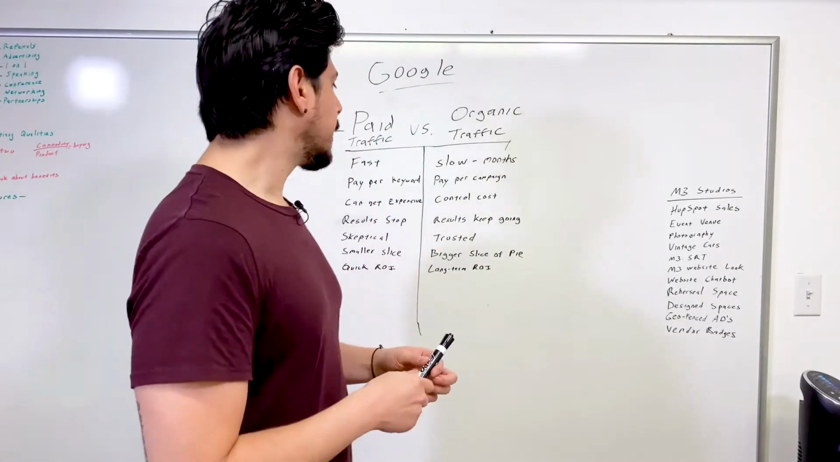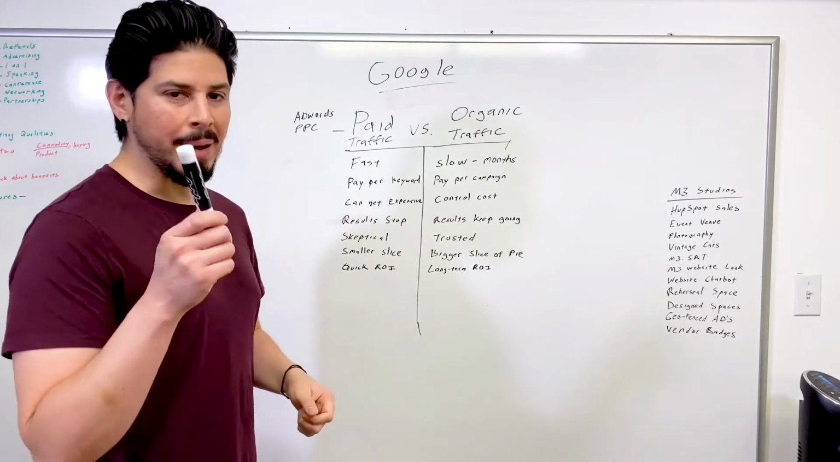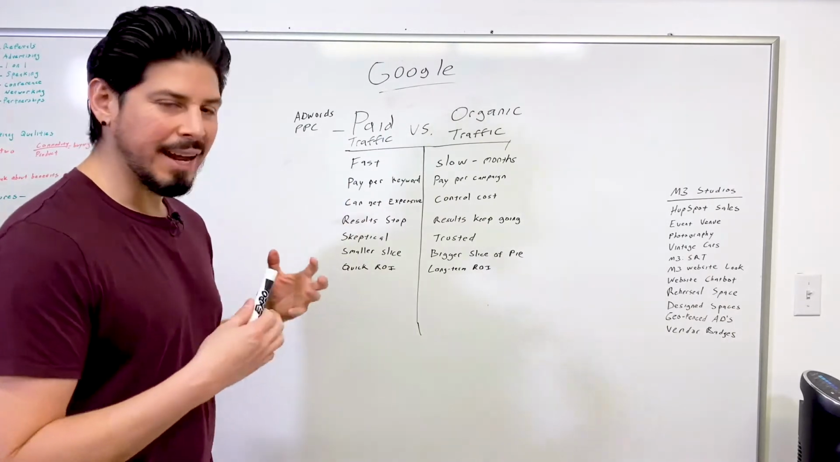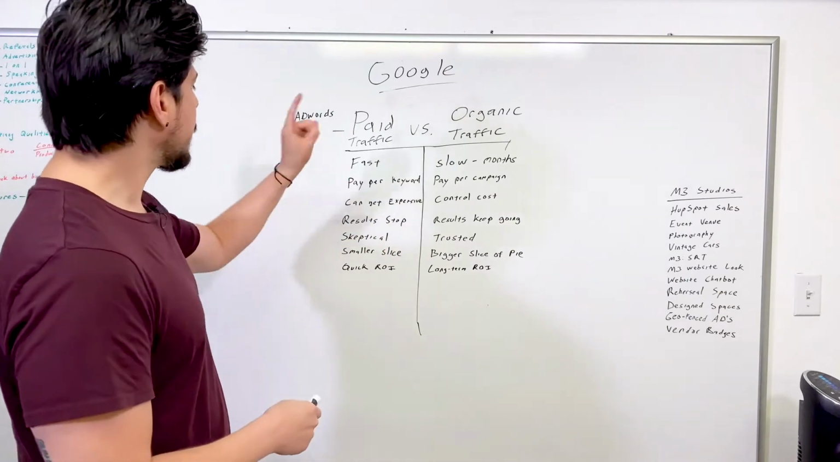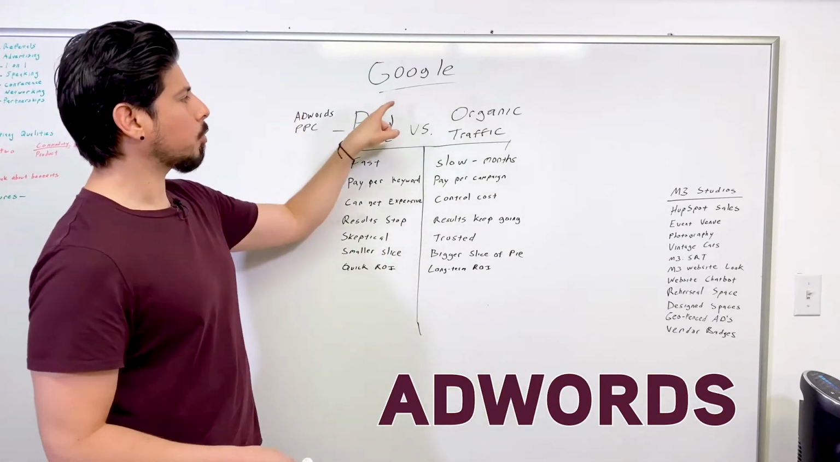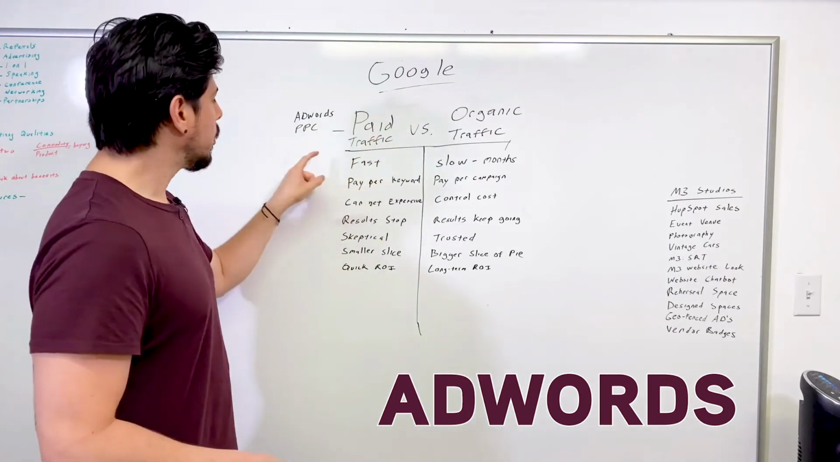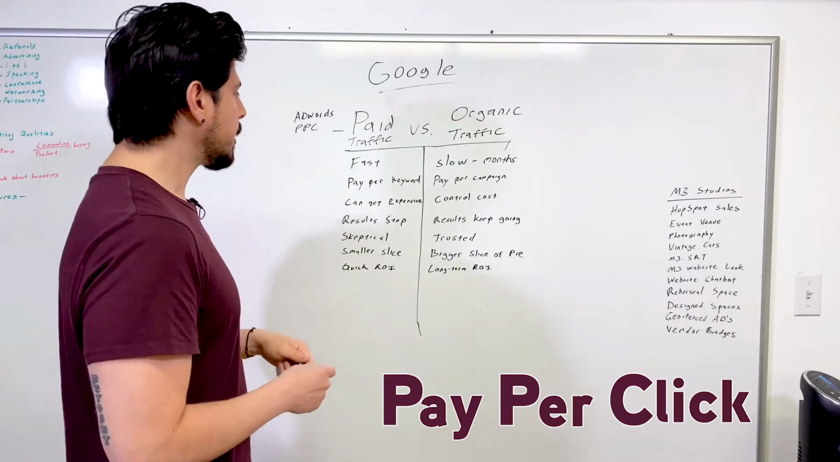Let's break down the difference between paid traffic and organic traffic on Google. You may have heard about these terms before, but not have a clear understanding of what they mean. Paid traffic and organic traffic. Paid traffic, also known as AdWords, which is the platform for bidding on keywords on Google, also known as PPC, which stands for pay per click.